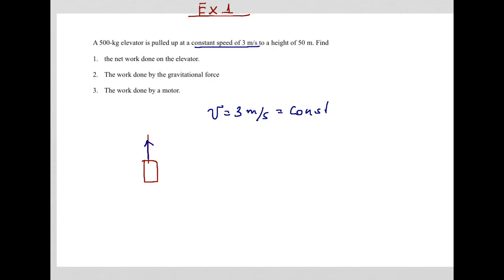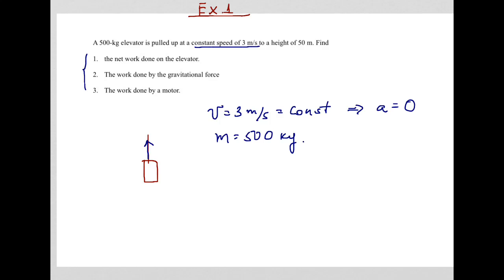This also says your acceleration is 0, and the mass is 500 kilograms, and we would like to find out these three things.